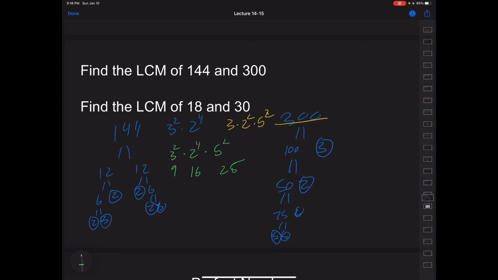9 times 16 is going to be 144 times 25. And 25 has this cool property where if I divide 144 by 4 and then add 2 zeros, I'll get the right answer. 144 divided by 4 is 36, so my answer is 3600. And so the least common multiple of 144 and 300 is 3600.